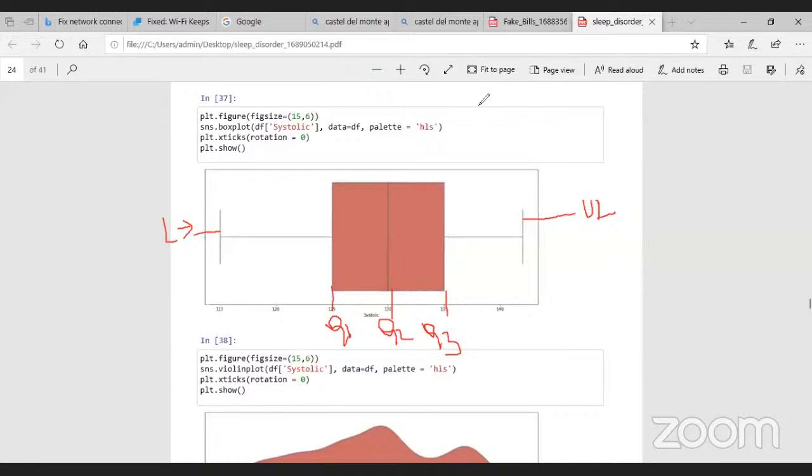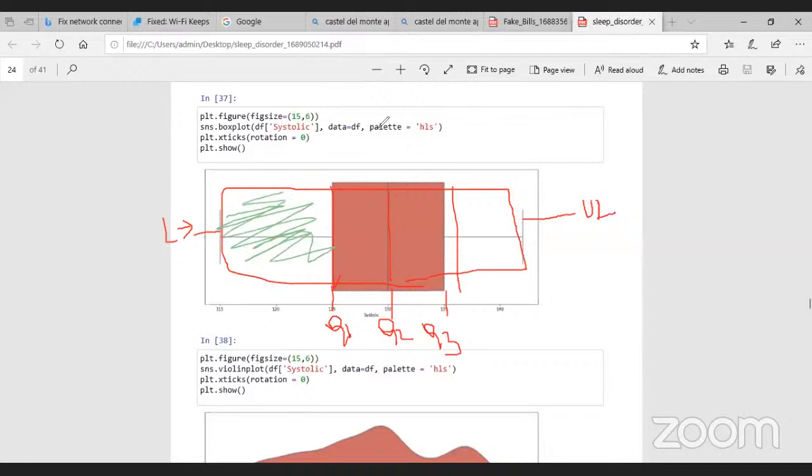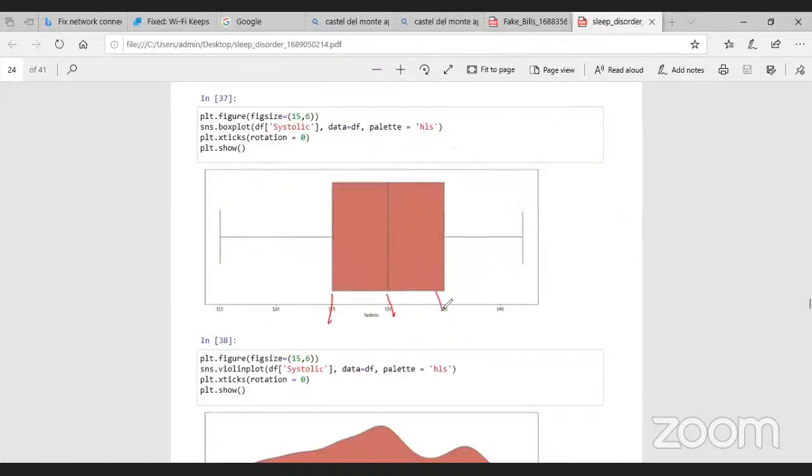If I am taking my entire 100% of the data, what I am doing is trying to bifurcate it within the quarters. This is my first quarter, this is my second quarter, this is my third quarter of the data. This green part is 25% of the data in quarter 1. Here it will be up to 50%, then quarter 3, 75%, and then here it will be 100% of the data. So we are trying to visually bifurcate the data and understand how the data looks. So this is quarter 1, quarter 2, quarter 3, and this is the upper limit and this is the lower limit.